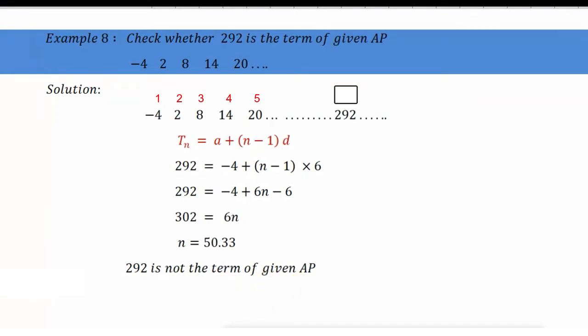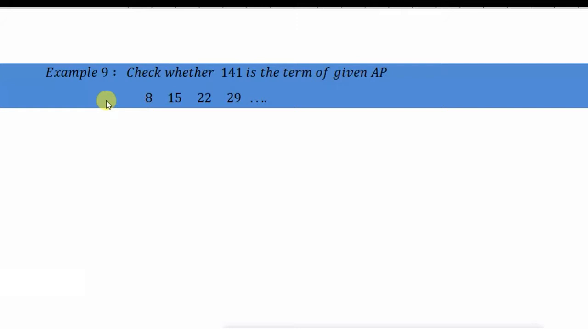Next. This example is for your practice, same as example 8. Do tell me your answer in the comments. Next.